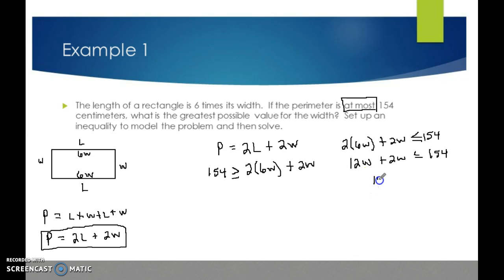12w plus 2w is 14w, less than or equal to 154. And then 154 divided by 14, we end up with the width needs to be less than or equal to 11. So what is the greatest possible value for the width? The greatest number that it can equal is 11. It can be less than 11, but the greatest possible value is the width has to be less than or equal to 11.